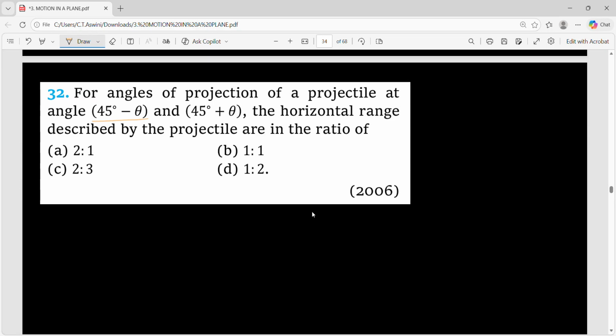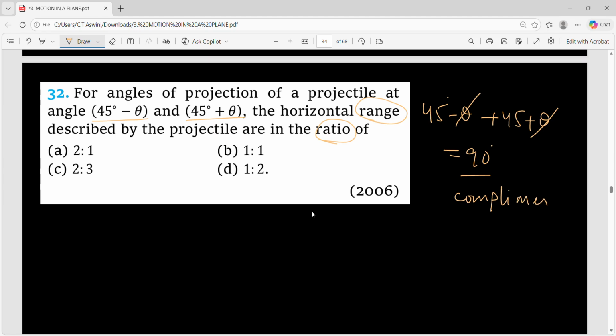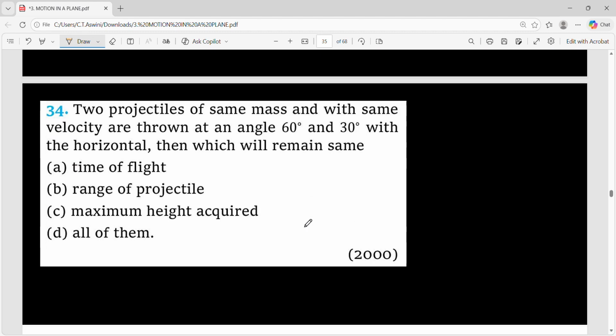For angles of projection of a projectile, same concept, two different angles. The horizontal range described by the projectile is in the ratio... you have to find the ratio of the range. Ranges will be equal because what is the summation? 45 minus theta plus 45 plus theta: minus theta plus theta cancel. The sum is coming out to be 90. So they are complementary angles, and for complementary angles, ranges will be equal. So the ratio will be 1:1.